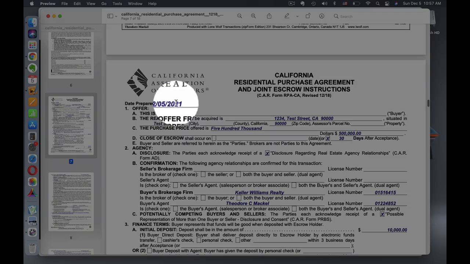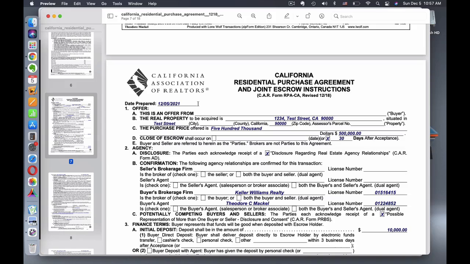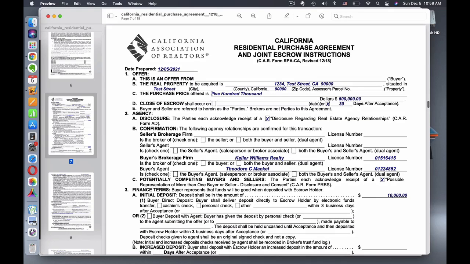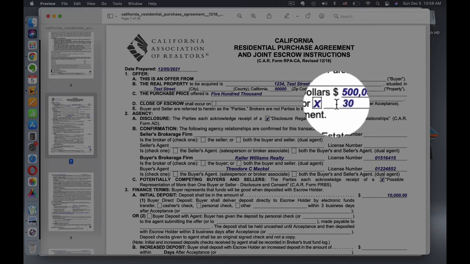The date prepared is the reference date of the contract. Anytime there's counteroffers or other documents, it always refers back to the purchase agreement dated, and that date is the date prepared. Then your information, your name or names will be put on the buyer line, the address, city, state, zip, and the assessor's parcel number to identify the property that you're purchasing. The price of what you're offering goes in the next line here, and then below that is the close of escrow. This date is pretty fluid.